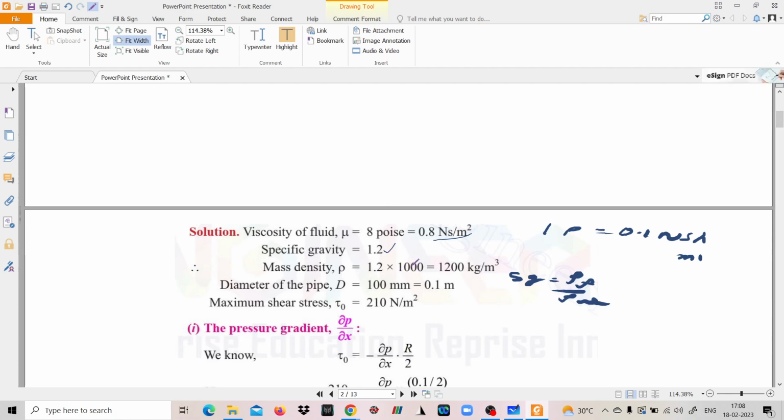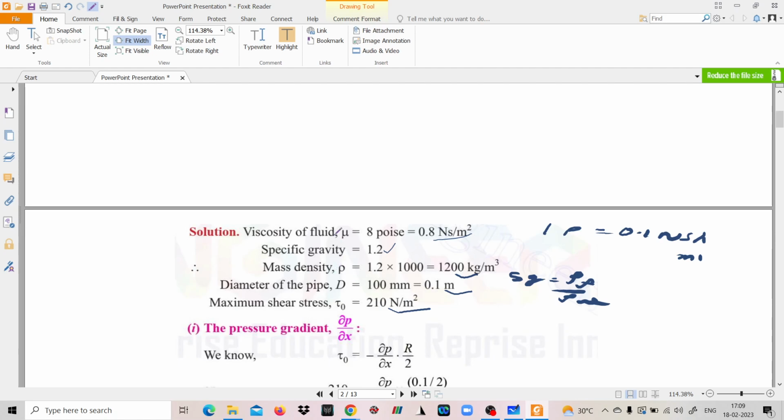Until and unless given otherwise, you can always choose the density of water as 1000 kg per meter cube. So the specific gravity is 1.2. So the density of the fluid under consideration for this problem is 1.2 into 1000, which is 1200 kg per meter cube. Diameter of the pipe is 100 millimeter or 0.1 meter, and the maximum shear stress is 210 Newton per meter square.